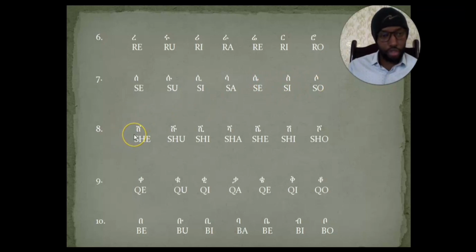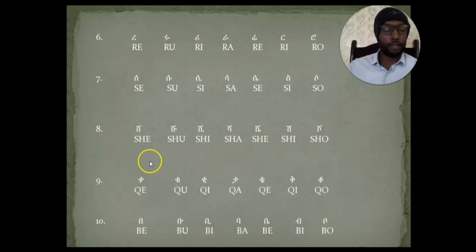So number 8, basic Amharic alphabet, it's called Sha. And the subgroups under basic alphabet Sha are Shu, Shi, Sha, She, Shi, and Sho. So number 8, basic Amharic alphabet is Sha, and its subgroups are Shu, Shi, Sha, She, Shi, and Sho.